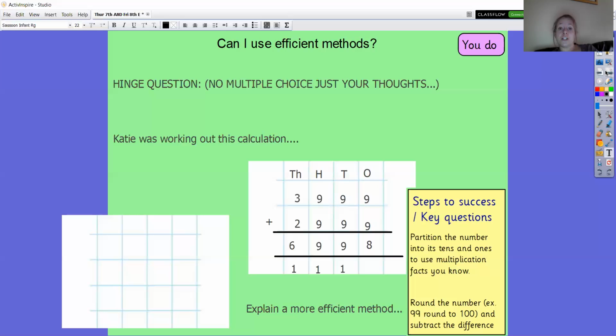Now, if you've got someone there to talk to, talk about how Katie could do this in a more efficient way. She's fine how she's done it. She's got the answer right. That's a really big sum and it's a really tricky sum. And for this one, you don't get to choose. It's not an ABC like our usual hinge questions. Just have a little think for yourself, and then we'll talk about what she could have done in a minute.